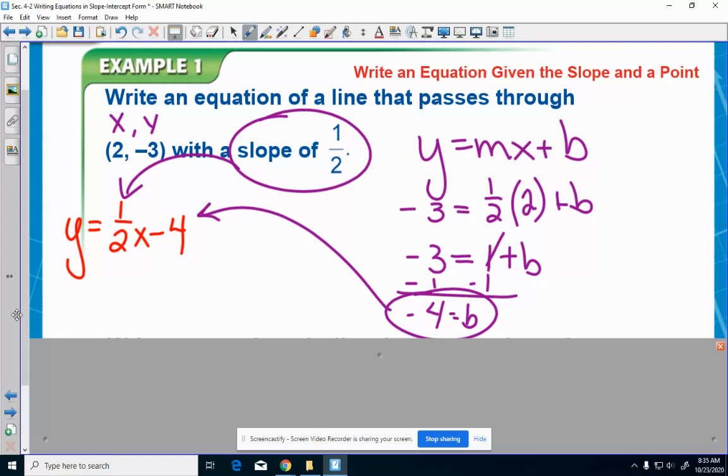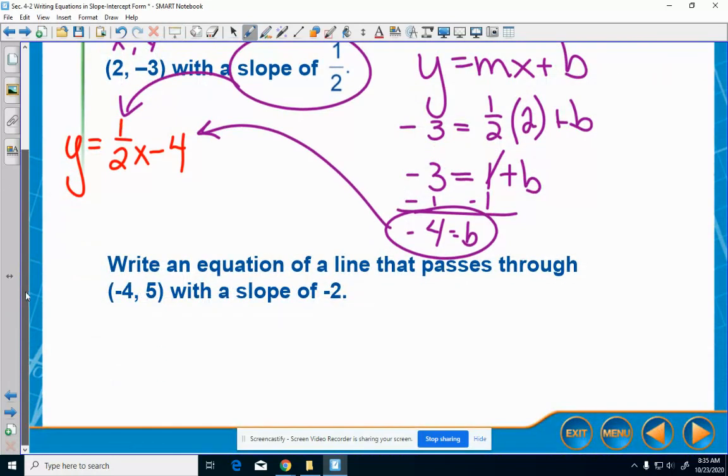Okay? There's 4 missing parts there. If you can fill in 3 of them, you can always find the 4th. Doesn't matter which one it is. If you have 3, you can find the 4th. Okay? So I want you to kind of follow that idea with this one here.